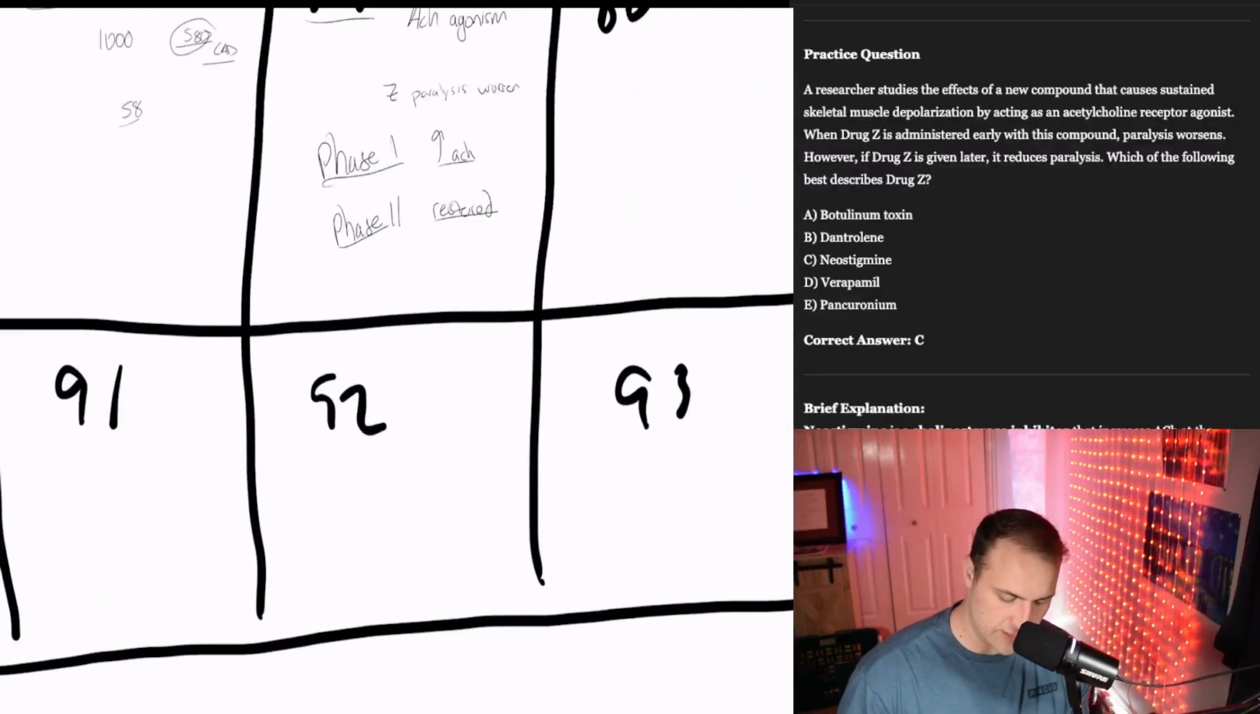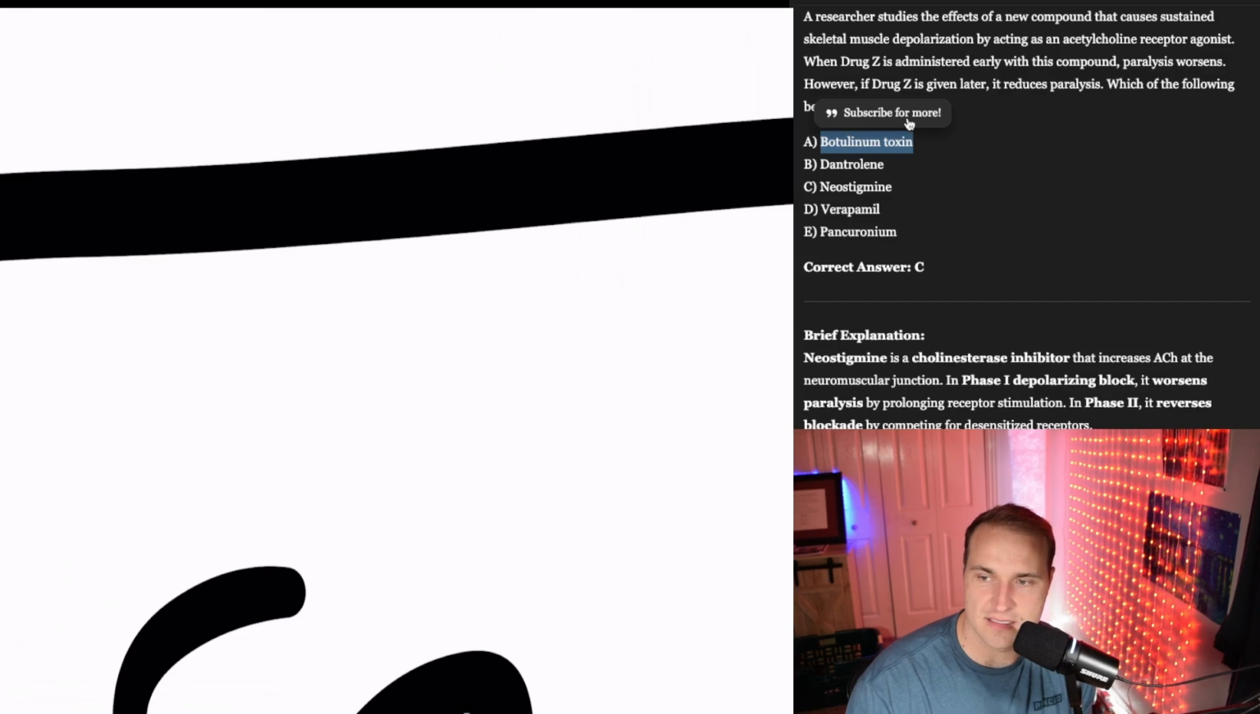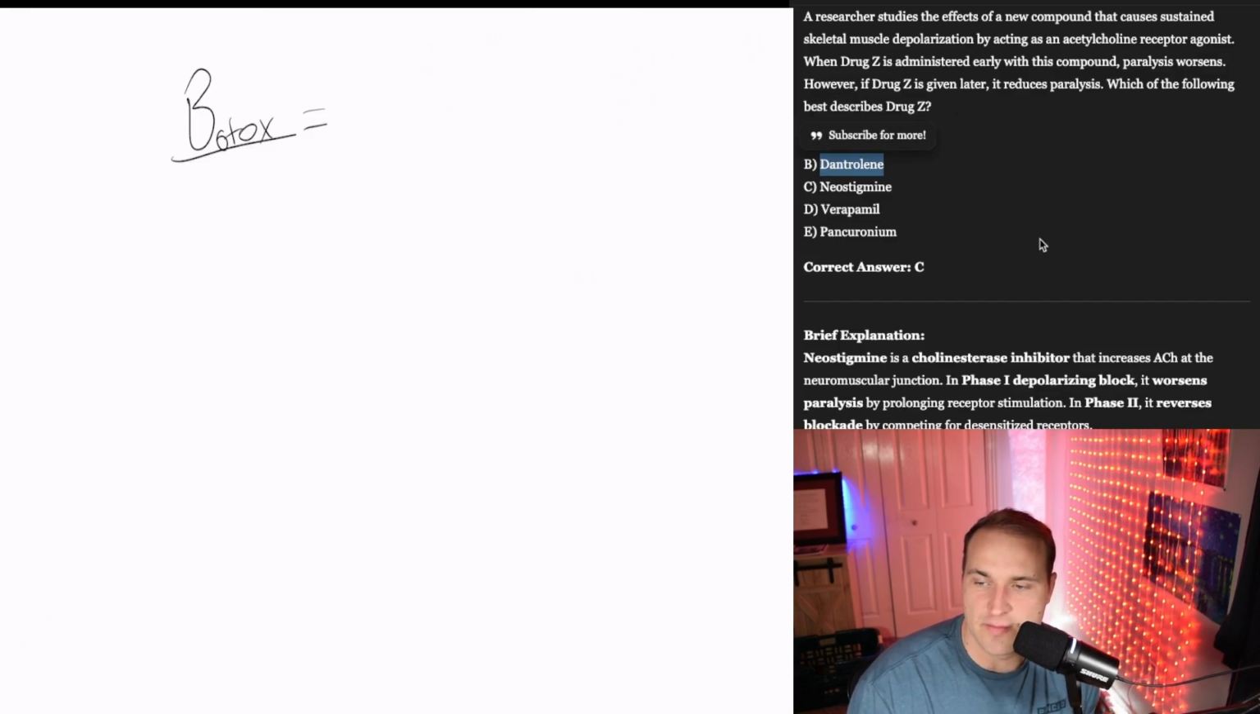And they're going to try to throw a bunch of trap answers at you. For instance, botulinum toxin, that inhibits acetylcholine release. And so it's irreversible paralysis. That's not reversible. Dantrolene is used for malignant hyperthermia.